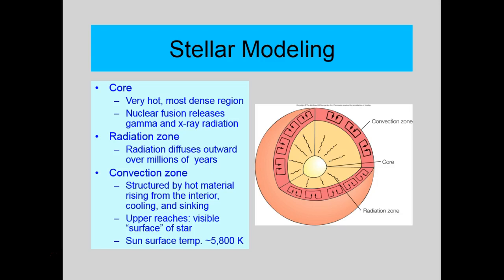We don't see the core, we don't see the radiation zone, we see the outer limits, you might say, of the convection zone. The convection zones are structured by the hot material rising from the interior, cooling as it gets near the edge, sinking back down, and more comes up and rises, and that's what's going on at the surface. The upper reaches are the visible surface of the stars. There's no surface there. You couldn't walk on them. You'd be burnt before you ever got close enough. There is no solid surface. Even though it looks like an object, it's just a mass of hot gases.